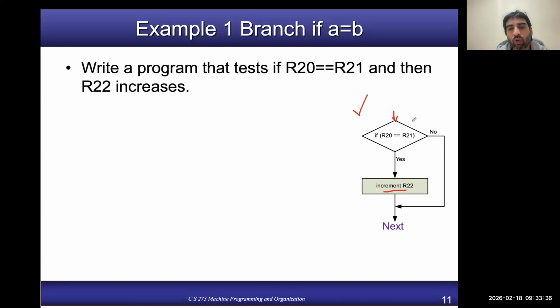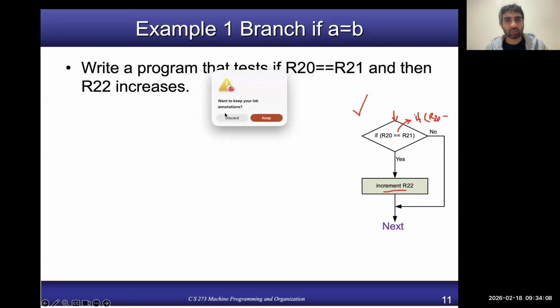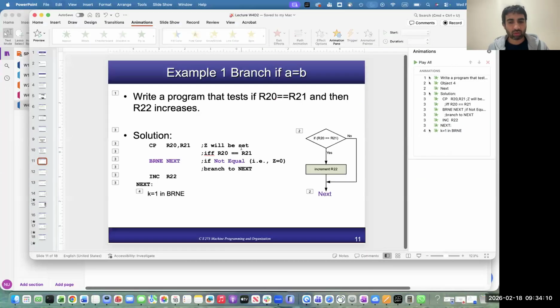Okay. Now when you are converting this control flow diagram into an assembly language program, what you do is first find the reverse or the opposite of this requirement or this condition. What is the opposite of this condition? The opposite is if R20 is... okay, let me go to OneNote, because it's faster for me to write there.